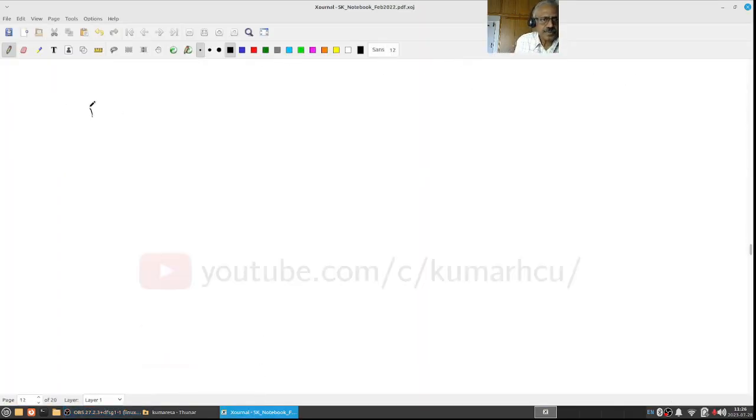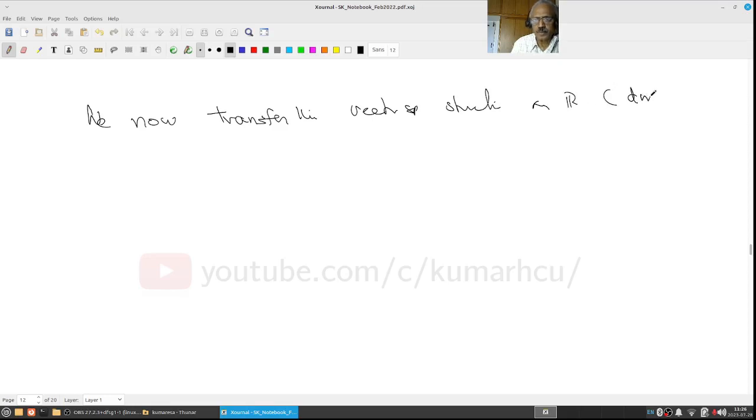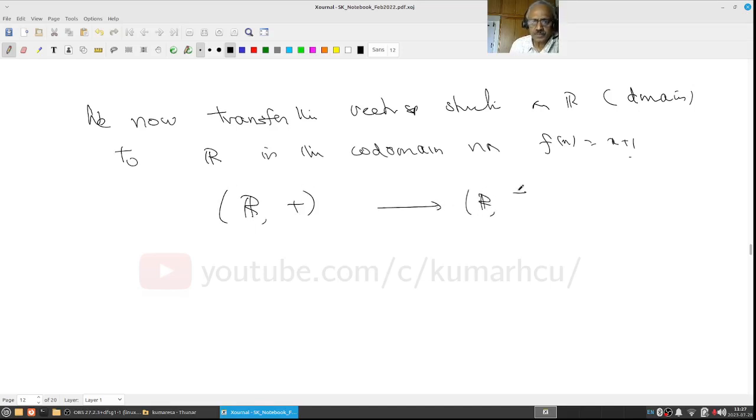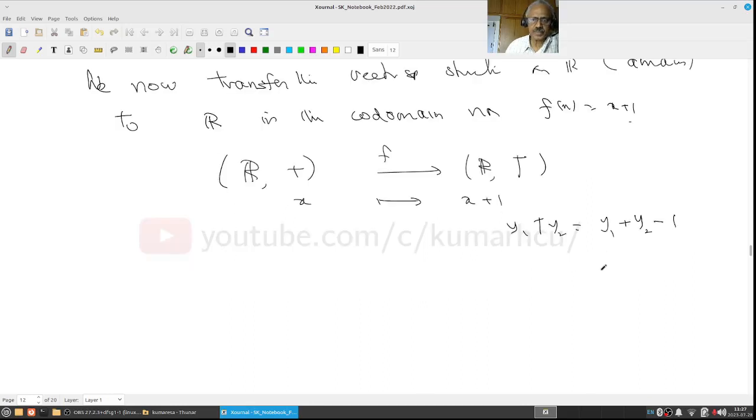So, we now transfer the vector space structure on R, this is the domain, to R in the codomain via the bijection x plus 1. Remember we had already done R with this addition going to R. The map f was x going to x plus 1, therefore y1 dagger y2, I am just recalling, is y1 plus ordinary addition y2 minus 1. Keep that in mind.